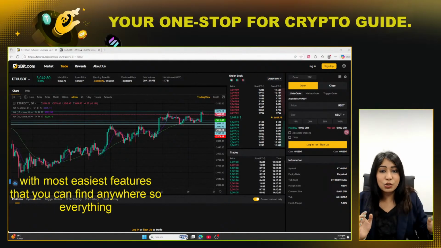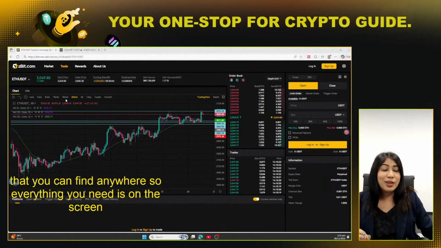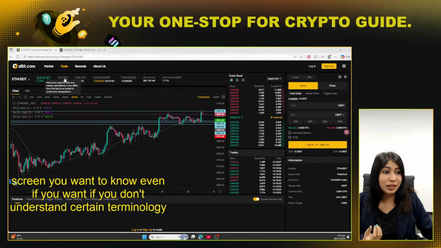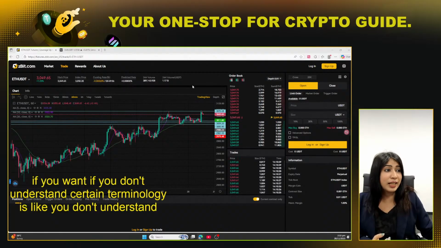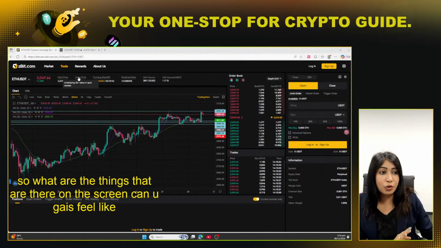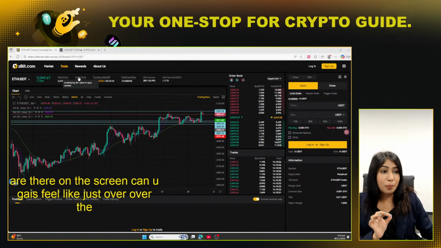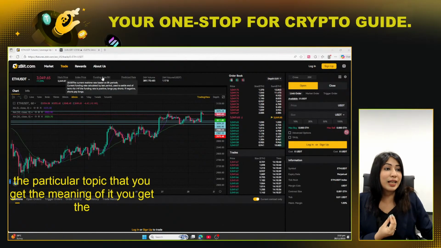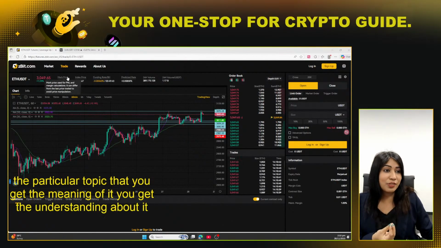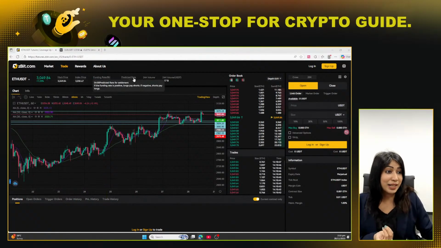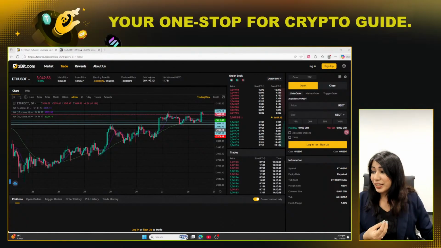Everything you need is on the screen. Even if you don't understand certain terminologies, like what the things on the screen are, can you guys see, when you just hover over a particular topic there, you get the meaning of it, you get the understanding about it. See, it does say what is funding, it does say what is an index price, it does say what is a market price, it does say predicted price. So everything that you need is part of this application.